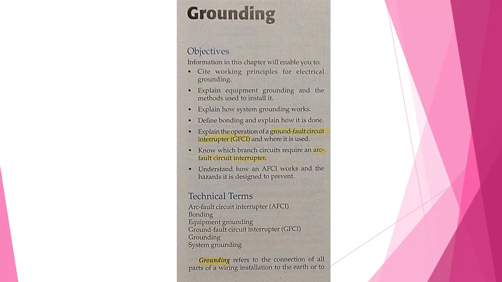grounding and the methods used to install it, explain how system grounding works, define bonding and explain how it is done, explain the operation of ground fault circuit interrupter, or GFCI, and where it is used, know which branch circuits require an arc fault circuit interrupter, and understand how AFCI works and the hazards it is designed to prevent.